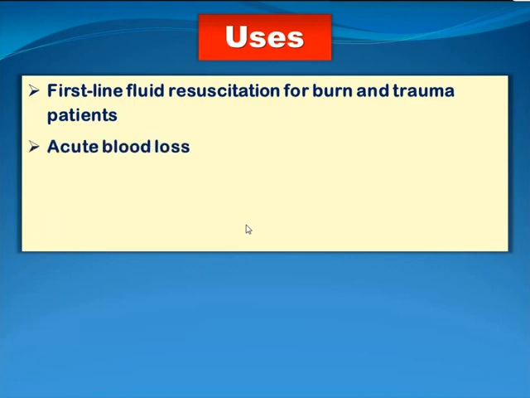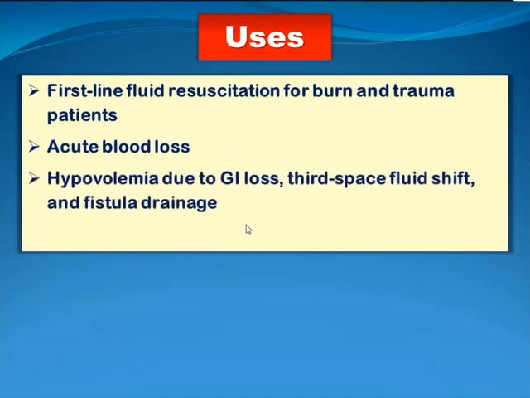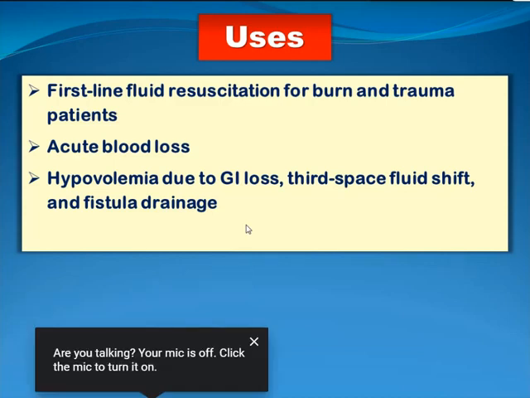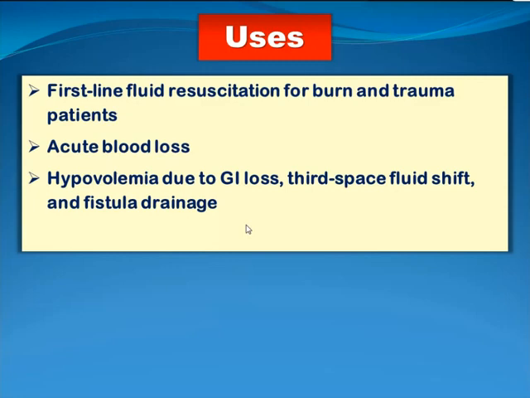Now, the other indication is in acute blood loss. So hypovolemia due to acute blood loss, because, as we said, it is the nearest physiologically to the blood or to the plasma, we can give it. Other indication is in hypovolemia, as we said, in GI loss, that means in diarrhea and vomiting, and in third space fluid shift, like what can happen in burn, in ascites, in pleural effusion, in pericardial effusion also, if it's severe enough to cause hypovolemia. It can be used in electrolyte loss and metabolic acidosis.